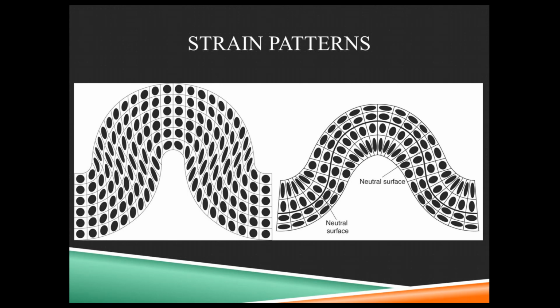There are other possibilities as well. You can see a bunch of these strain patterns in the textbook, but that's what these circles and ellipses and other odd shapes are representing, is what the strain is like right in that part of the rock in that fold.